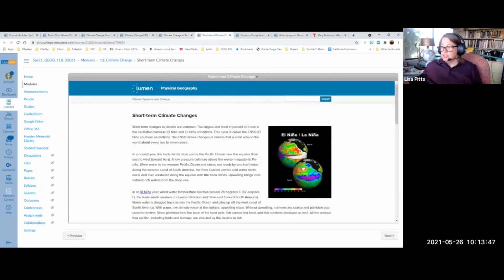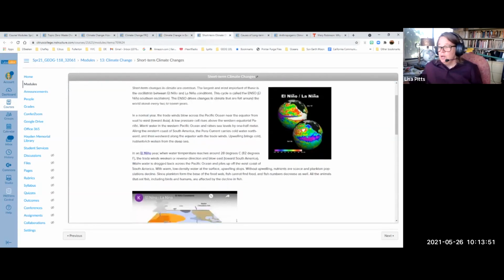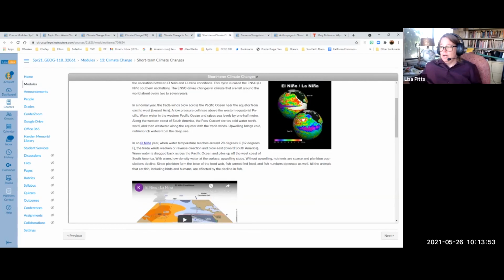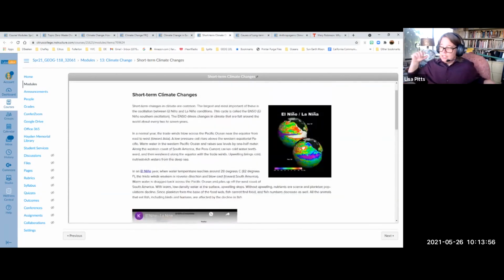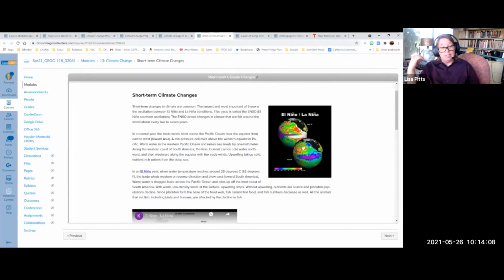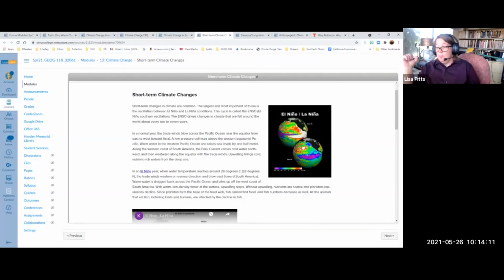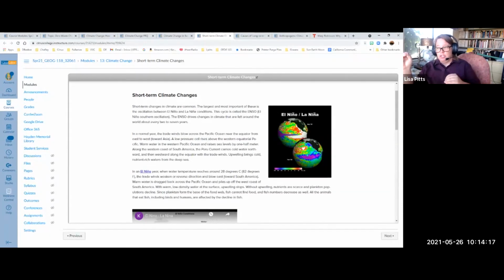And then this one is on short-term climate changes, which is El Nino and La Nina. So El Nino is when the ocean gets a little too warm in the Pacific. We get a lot of rain, which is unseasonable for us. We're not really supposed to be really wet. We're a Mediterranean climate. And then there are dry places that normally would get wet. And so they call it the El Nino Southern Oscillation.